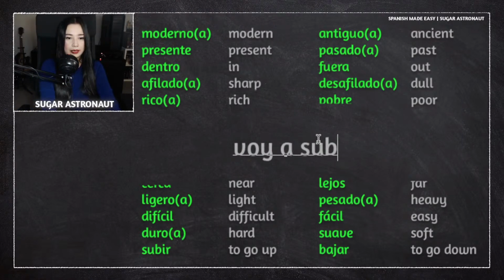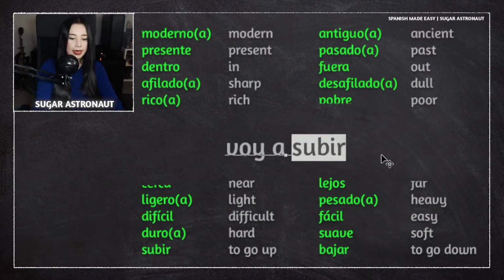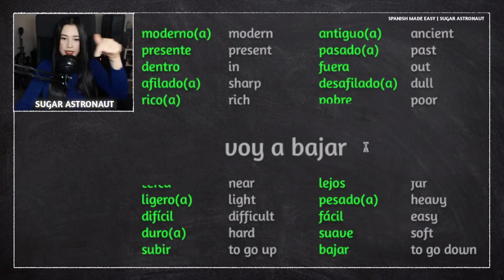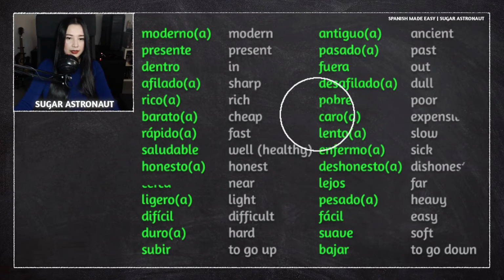Voy a subir. I'm going up. Voy a bajar. I'm going down. Okay? So very, very good. Subir, bajar. Excellent. So let me just put this back.